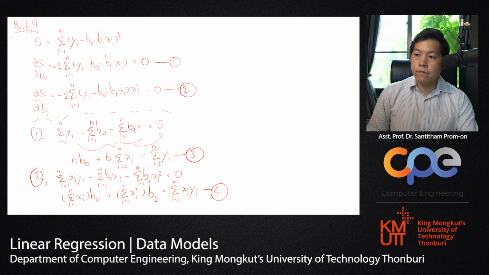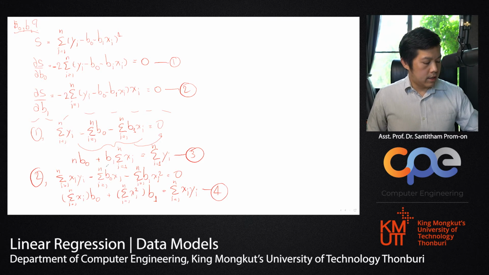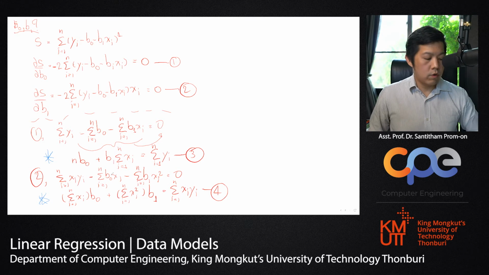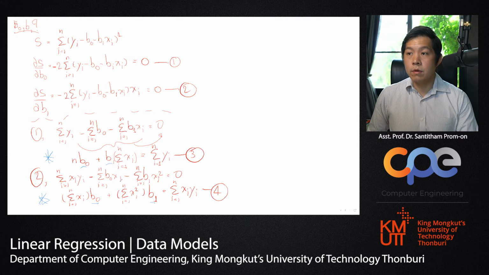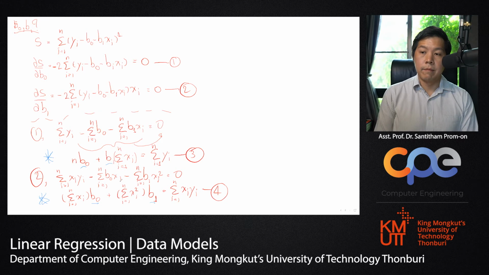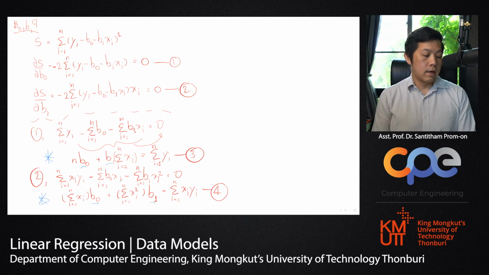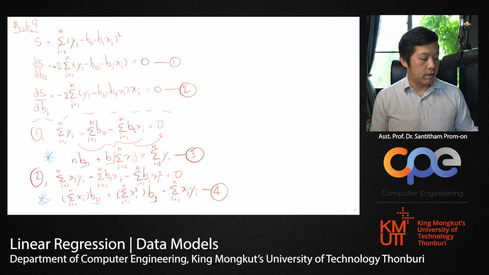And from the third and the fourth equation, you can see here that there are two unknowns, b0 and b1. Two equations, two unknowns. Then you can solve this using any method to solve systems of equations. For me, I'm going to just demonstrate how to get the form of the solution here.